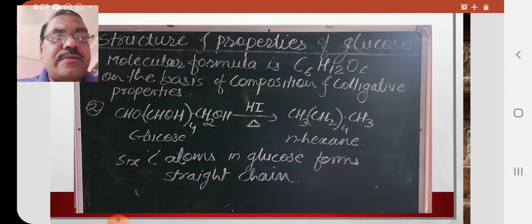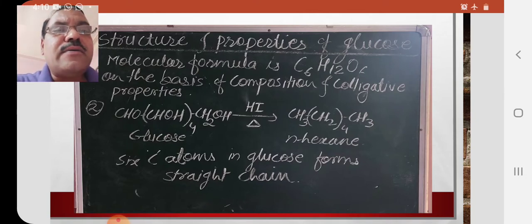Now the second property: when glucose is heated in the presence of hydroiodic acid, n-hexane is formed, that is 6 straight chain carbon atoms are formed, n-hexane, and this reaction shows that these 6 carbon atoms in glucose are arranged in the straight chain form, and therefore it is presumed that in the structure of glucose there are 6 carbon atoms arranged in the straight chain form.